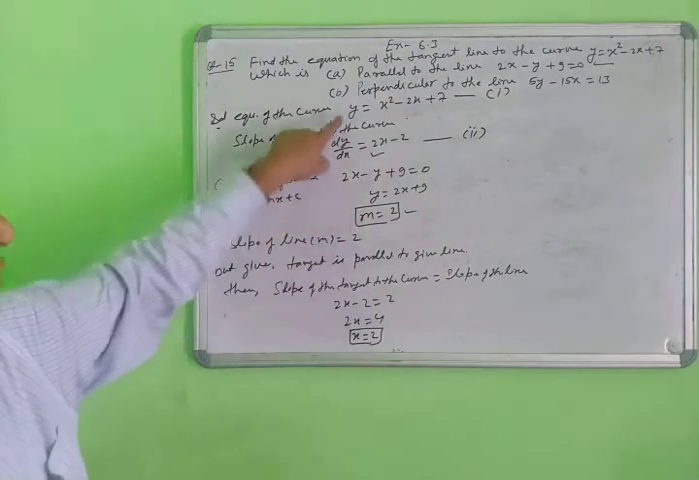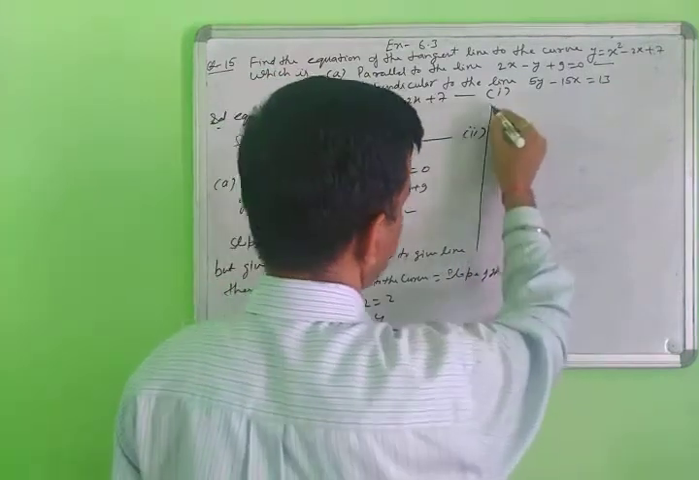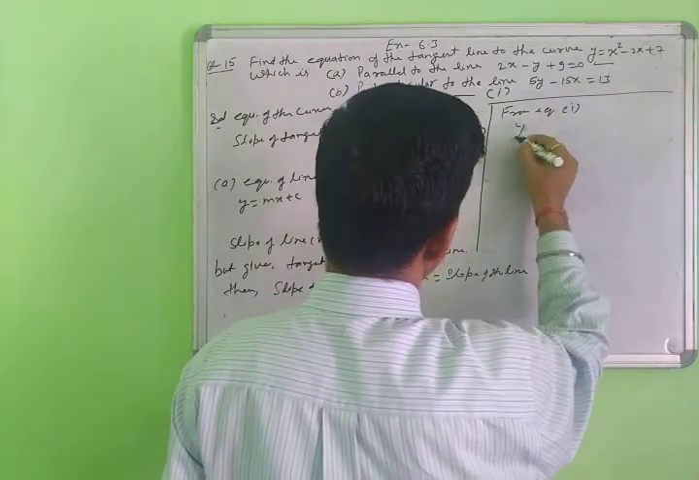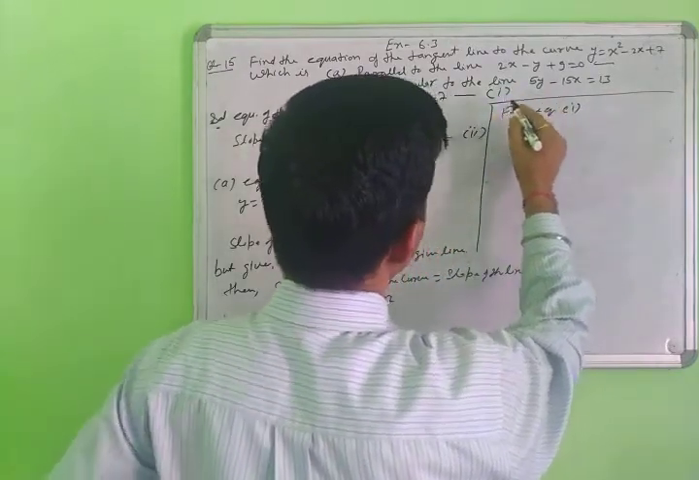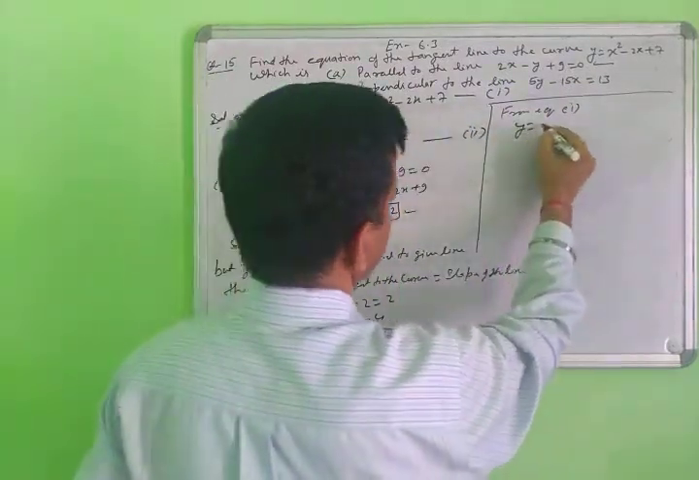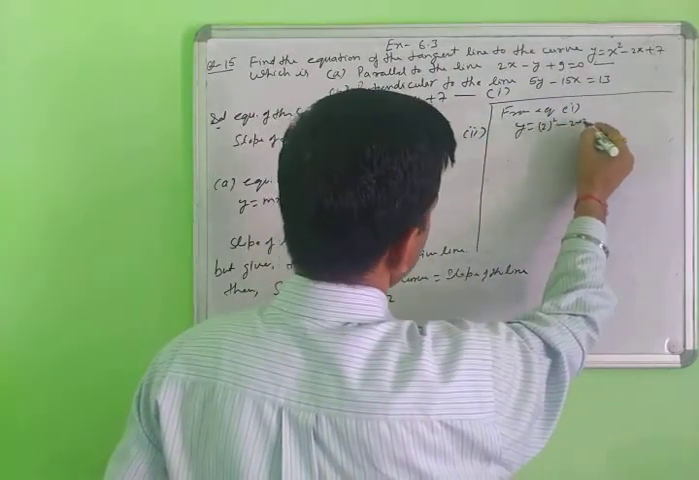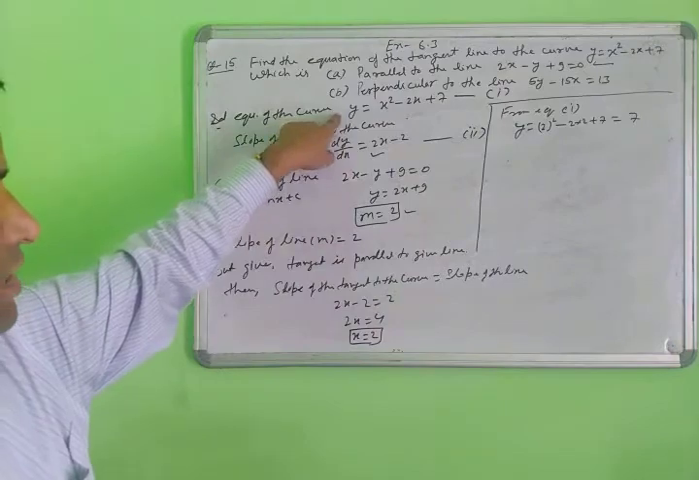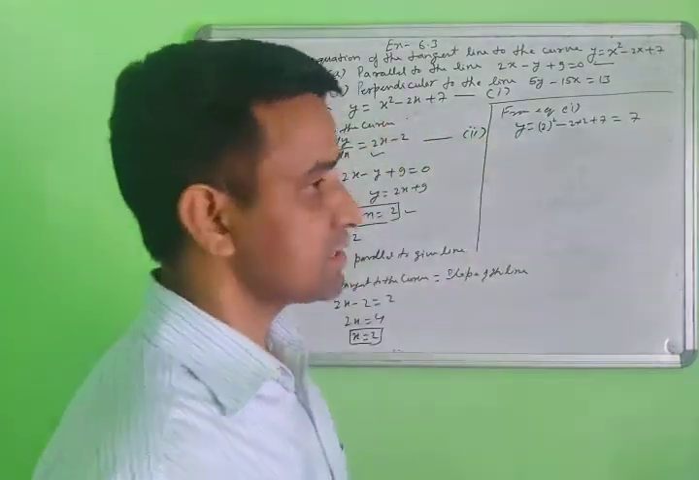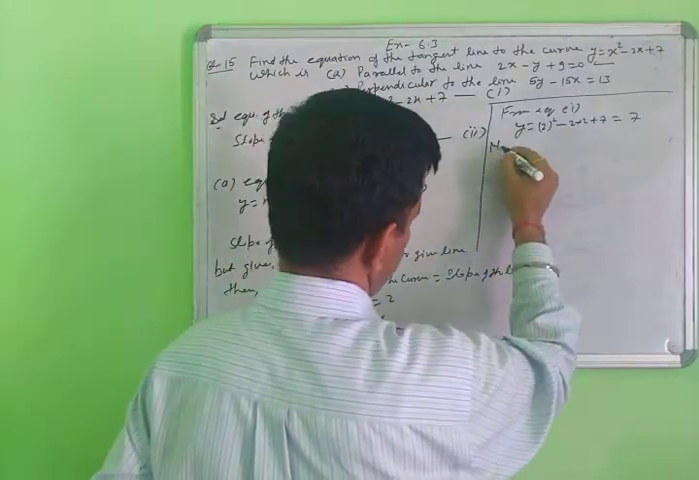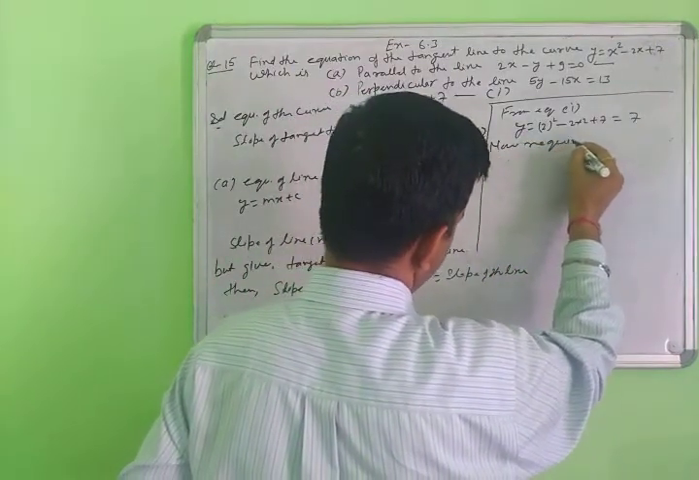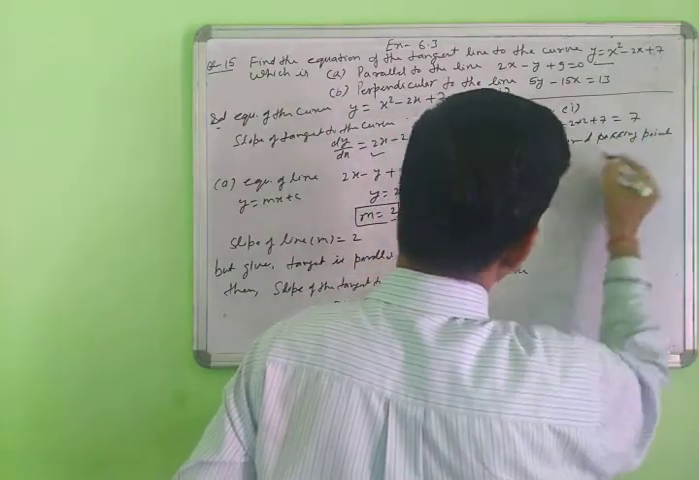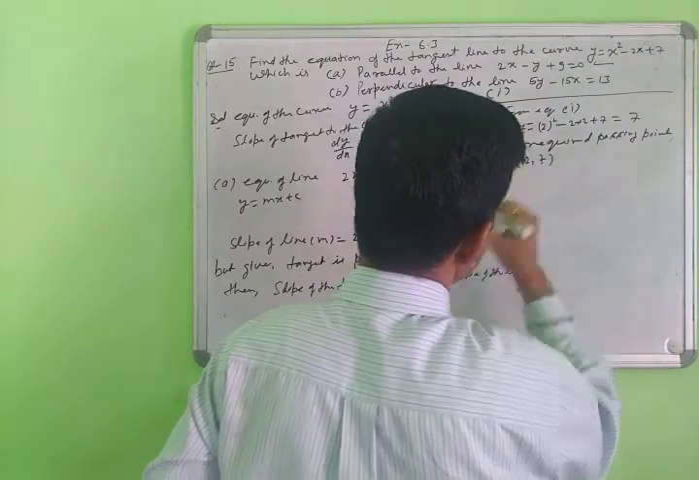Now we put the value of x in equation first to find the value of y. Equation first: square of 2 minus 2 into 2 plus 7, the answer is 7. So when you put the value 2 in equation first, you get y equal to 7. The required passing point is (2, 7).